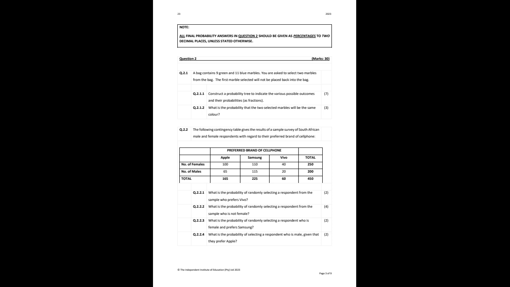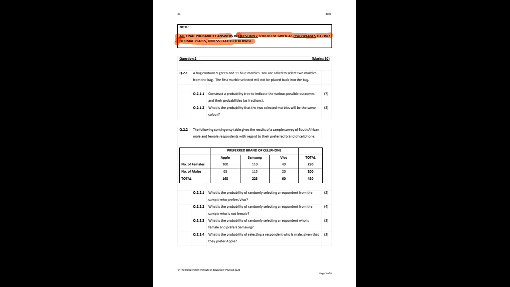Okay, so let's look at question two. They did say to you very importantly here at the top that all final probability answers in question two should be given as a percentage to two decimal places, unless stated otherwise. So you need it to be a percentage to two decimal places.